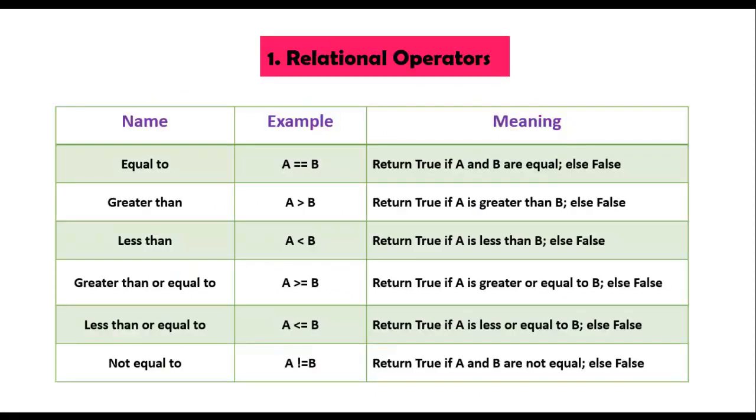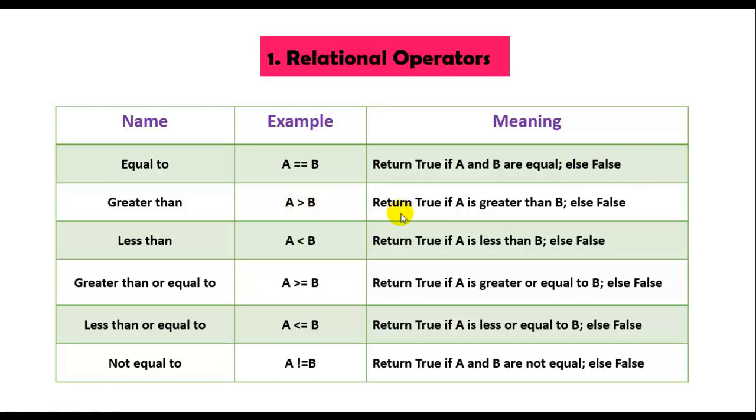Relational operators are used for comparison. There are 6 relational operators in Python: equal to, greater than, less than, greater than or equal to, less than or equal to, and not equal to. As you can see here, A equal to B returns true if A and B are equal, else false.